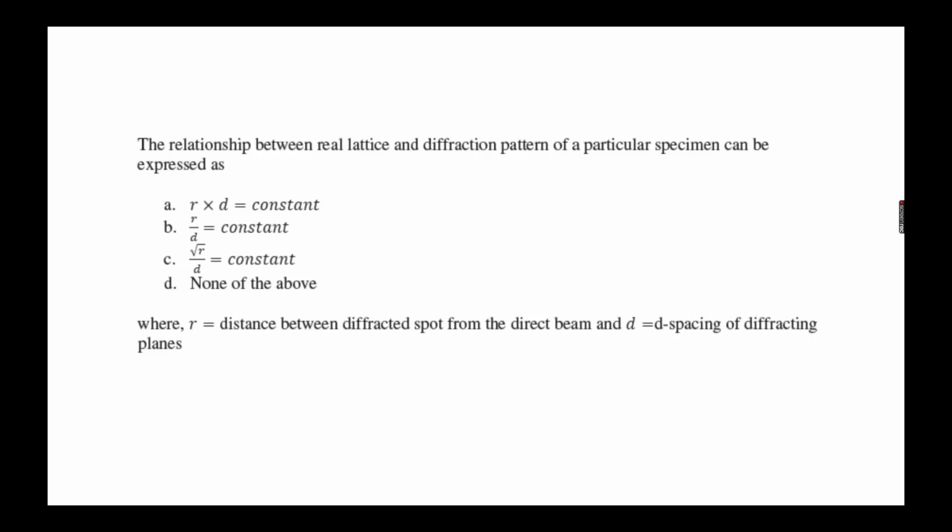Okay, so the relationship between the real lattice and diffraction pattern of a particular specimen can be expressed as what? This is also a formula based question. R into D equals constant, R by D equals constant, root over R by D is constant, none of the above. Guess?